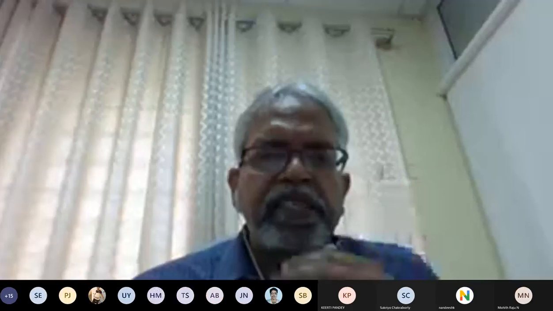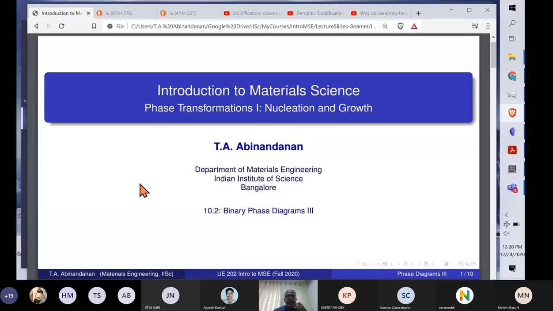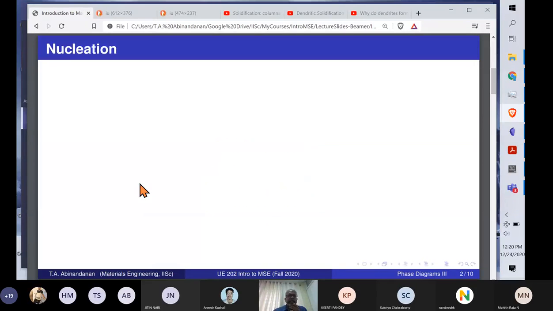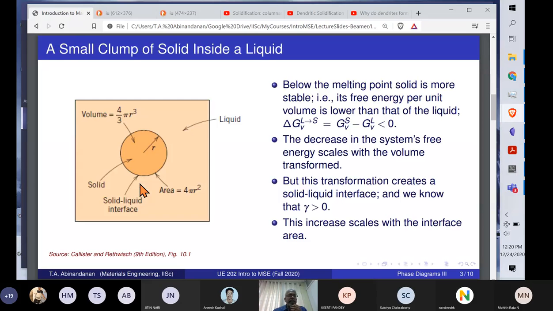...to understand, but its ramifications for different systems, it's pretty... yeah, it has huge implications for various aspects of materials science. We'll take a look at the essence of nucleation, which is very easy to understand, and it is geometry. It has really nothing much to do with materials.